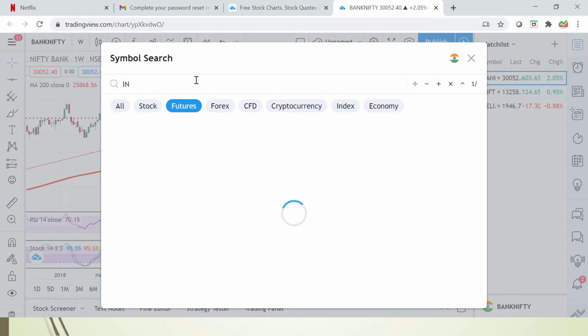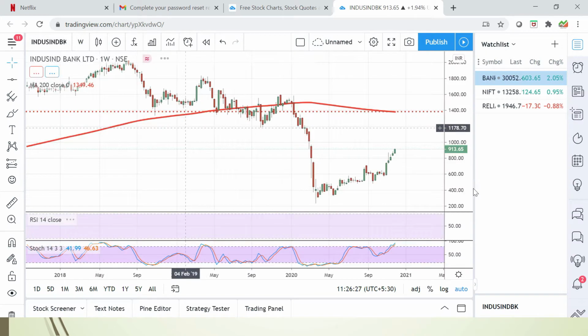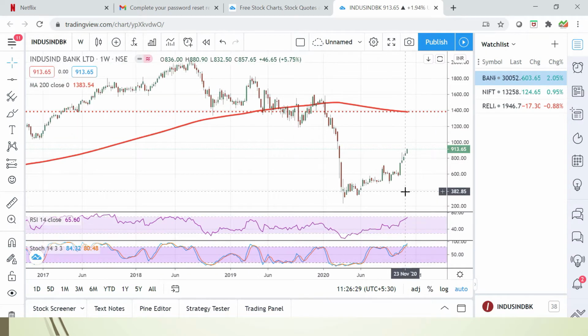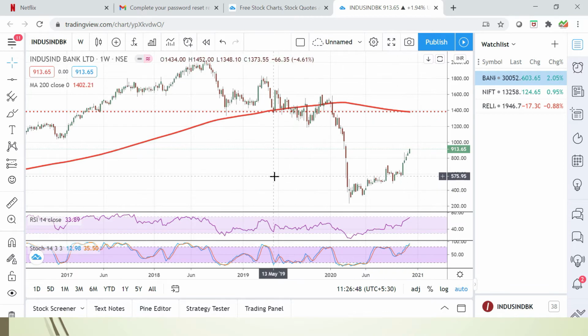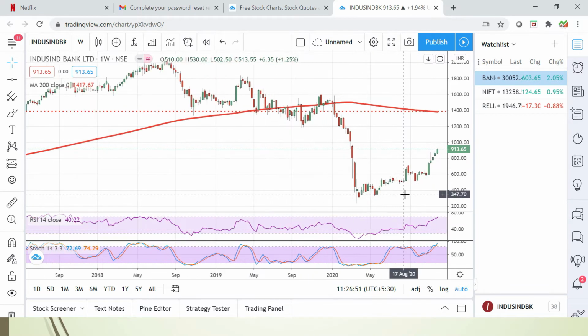IndusInd Bank. Okay, I'm on IndusInd Bank. This thick red line is the 200 DMA line, the 200-day simple moving average, a very important moving average we use to see how the longer term trend is. It is very important for institutional investors because they track it, and sometimes they base their investment decisions on it.